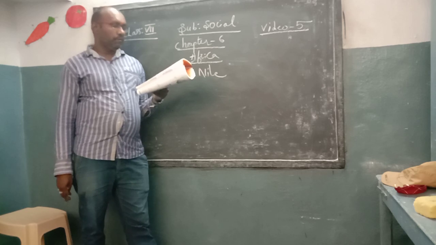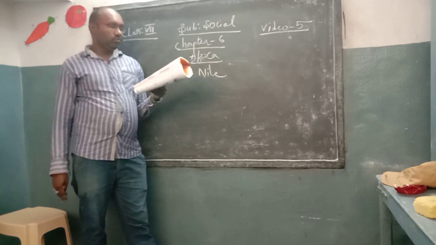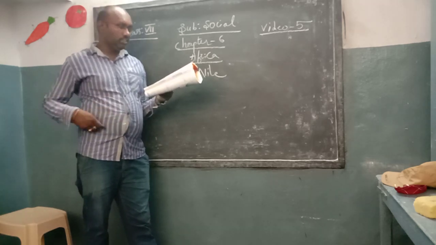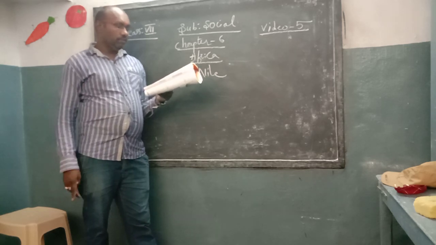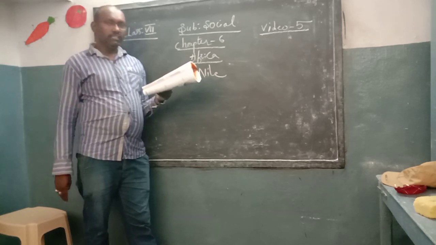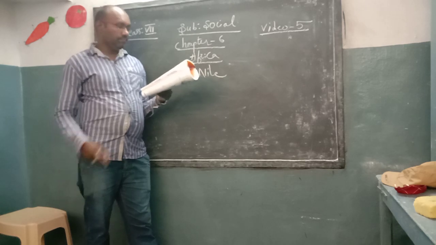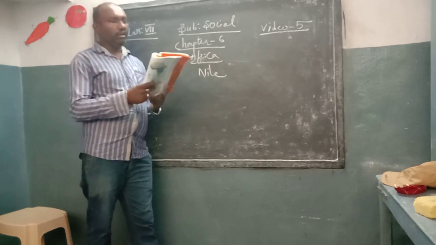The waters of the Nile have helped to irrigate the fields of Egypt for thousands of years, right? So people started cultivation because of the Nile river in Egypt. Irrigation means water for crops. Now we are going to learn about the climate conditions in Africa.